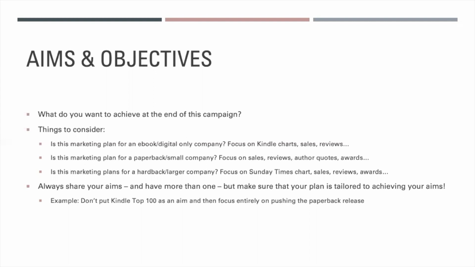Then it might be something like the Sunday Times chart. It might be going for the Booker if you're a literary company. That's what their fiction is. It really just depends. But whatever you do, do consider the format and the publishing company you're going for. But I would say put down at least 2 to 4 objectives on your marketing plan.